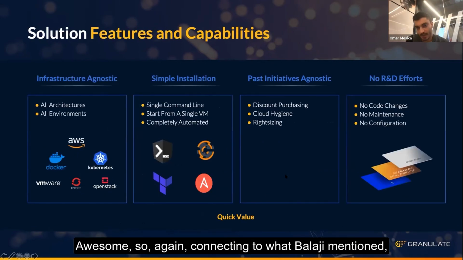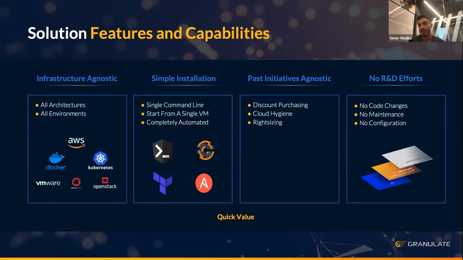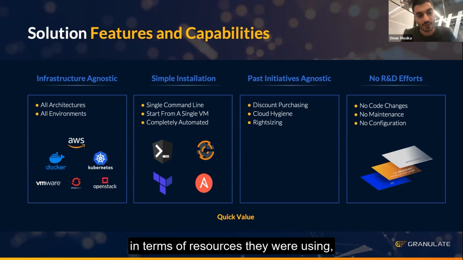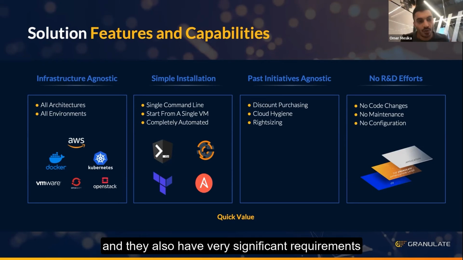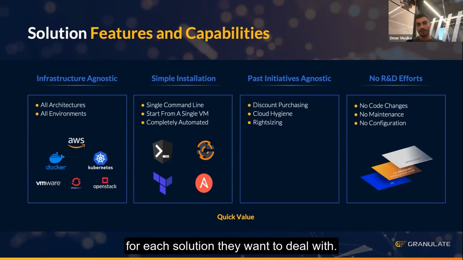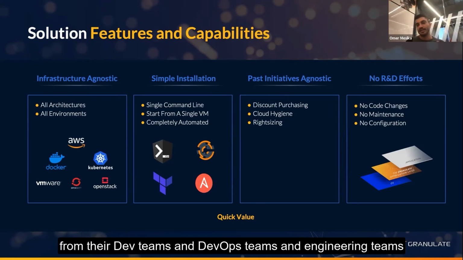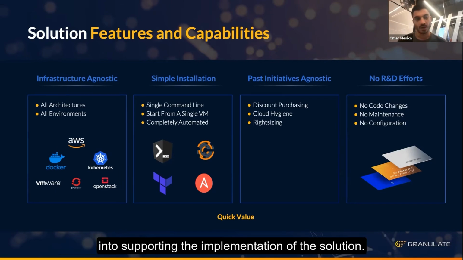Awesome. So again, connecting to what Balaji mentioned, MoEngage were at the point that they pretty much exhausted a lot of their efforts to reduce costs and improve performance because they were so advanced in terms of the resources they were using. And they also had very significant requirements from each solution they want to deal with. So the most important one is the ability to not invest a lot of time and resources from their dev teams and DevOps teams and engineering teams into supporting the implementation of the solution.